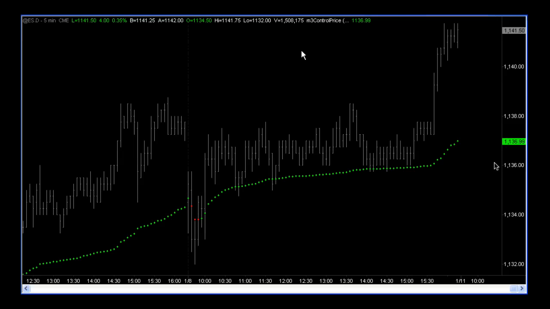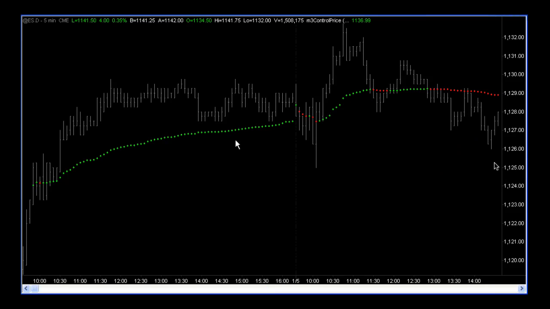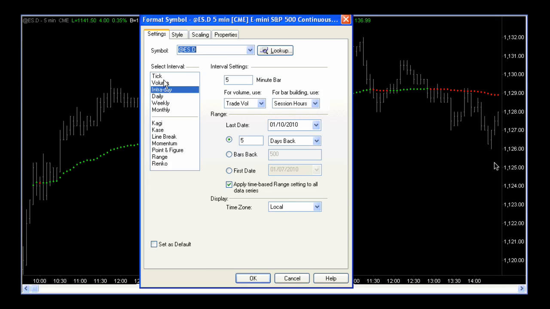Peter Campbell here, introducing you to the control indicator and the control oscillator. This is a simple 5-minute S&P chart with control plotted on it. One of the reasons that I'm showing you this is because I want to show you a few ways to use control. Control is an amazing tool for trading the open, which is traditionally a very difficult thing to trade. Now, we've got a 5-minute chart here.